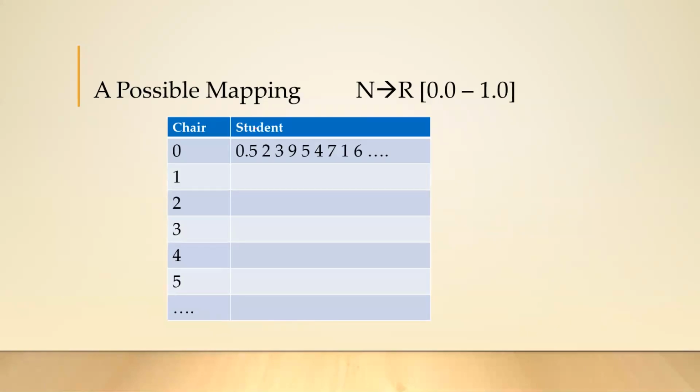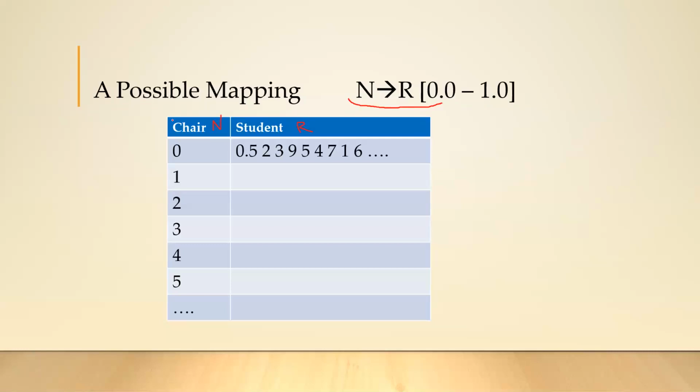So I'm trying to do a mapping between chairs and students. I do have many students and I do have many chairs. You can even think the other way around. So I have chair number 0, 1, 2, 3, 4, 5, 6. It goes on and on, an infinite number of chairs. I imagine each chair to be a natural number. So I'm doing a mapping between N and R. Imagine the chair to be a natural number and the student to be a real number.